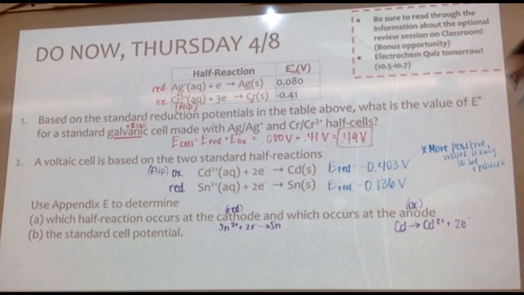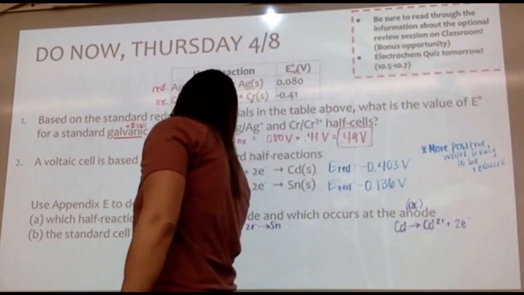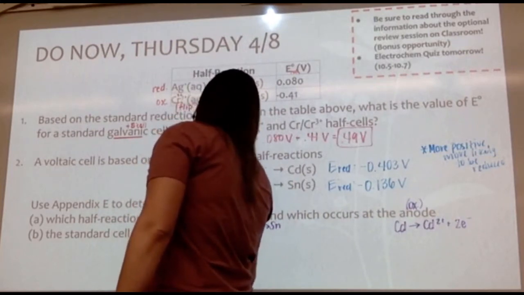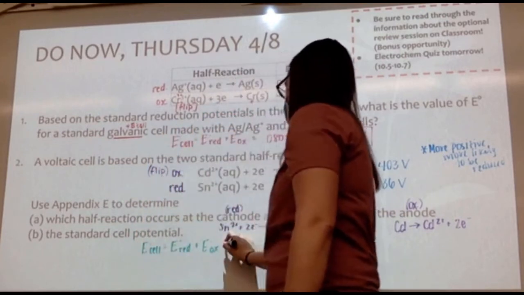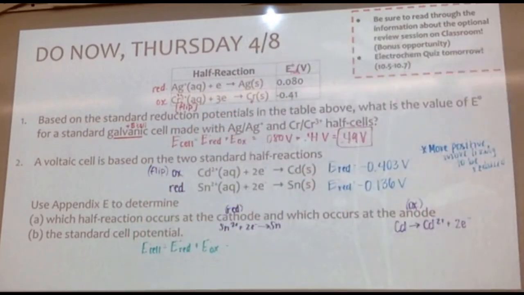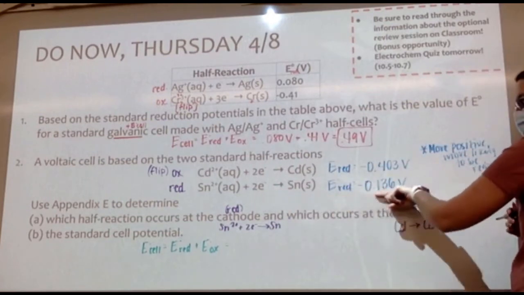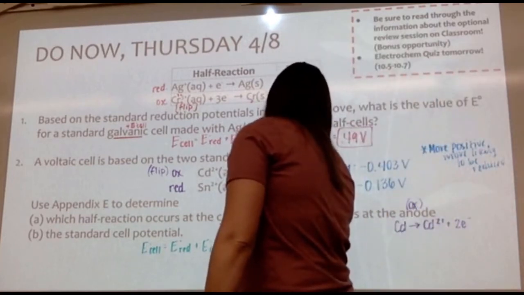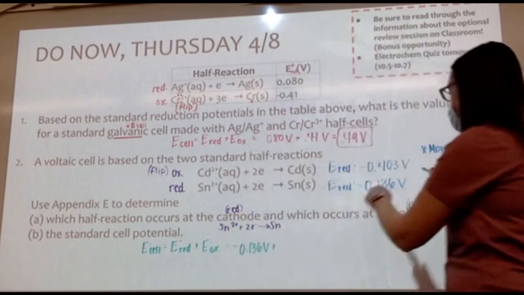And then for part B, calculate the standard cell potential. So just like we did in number 1, cell potential E naught cell equals the reduction plus the oxidation. So reduction, we leave alone. Right? This was the reduction potential. So negative 0.136 plus the oxidation.